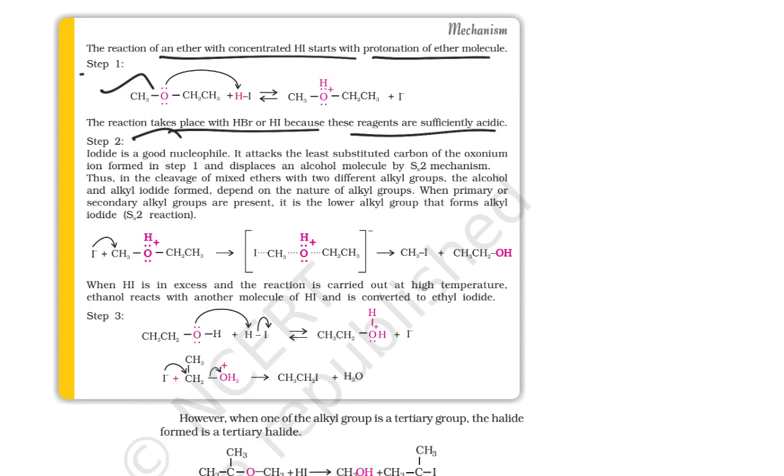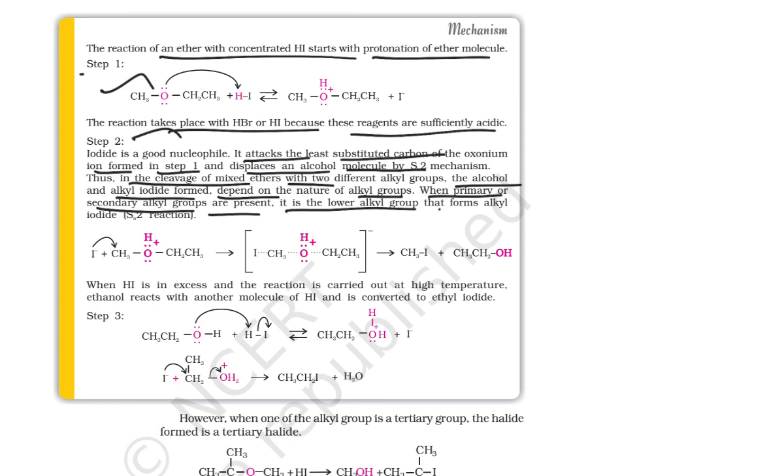It attacks the least substituted carbon of the oxonium ion formed in step 1 and displaces an alcohol molecule by the SN2 mechanism. Thus, in the cleavage of mixed ether with two different alkyl groups, the alcohol and alkyl iodide formed depend upon the nature of the alkyl group. When primary or secondary alkyl groups are present, it is the lower alkyl group that forms the alkyl iodide. So in this, the CH3 joins with iodide to form CH3I, and the CH3CH2 joins with hydrogen to form the alcohol.